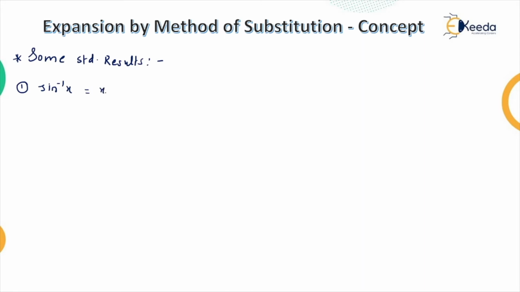So that becomes x plus 1 by 2 into x cube divided by 3, plus 1 by 2 into 3 by 4 into x raised to 5 divided by 5, plus and so on. You have to use this standard result in series expansion by the method of substitution. Also there is a second important result, that is cos inverse of x.